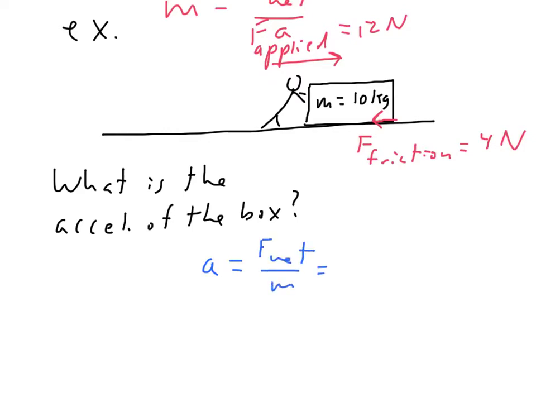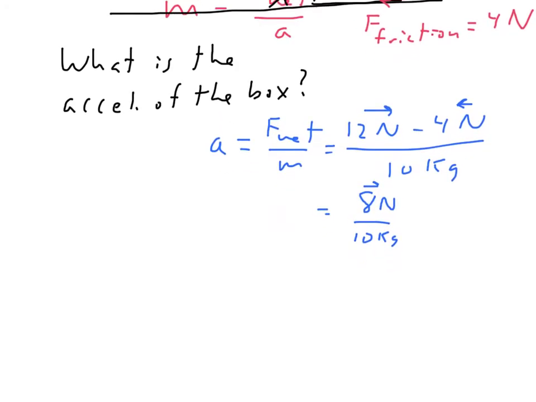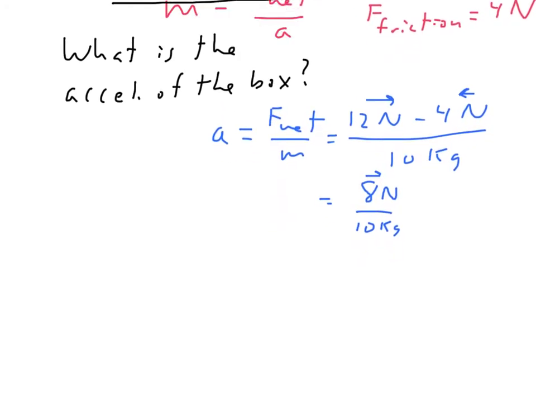The net force is going to be 12 newtons to the right minus 4 newtons to the left. I'm going to put little arrows on there just to keep track of my directions. Divided by 10 kilograms. And what does this come to? 12 newtons to the right minus 4 newtons to the left leaves a net force of 8 newtons to the right. Divided by 10 kilograms. And that's going to give us 0.8 meters per second squared.